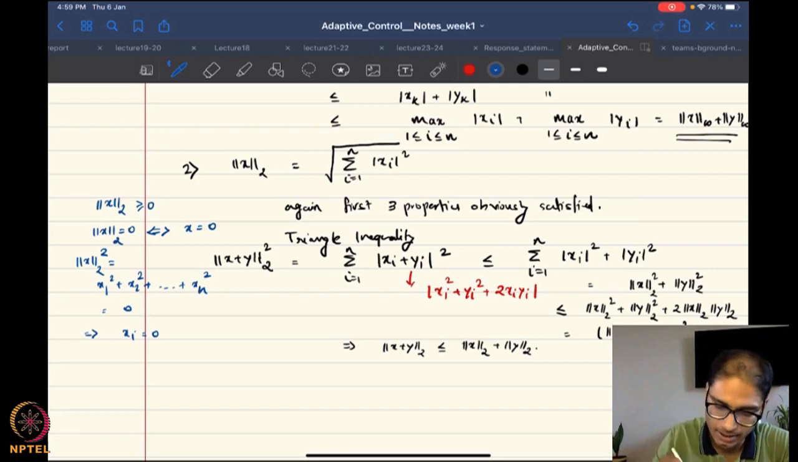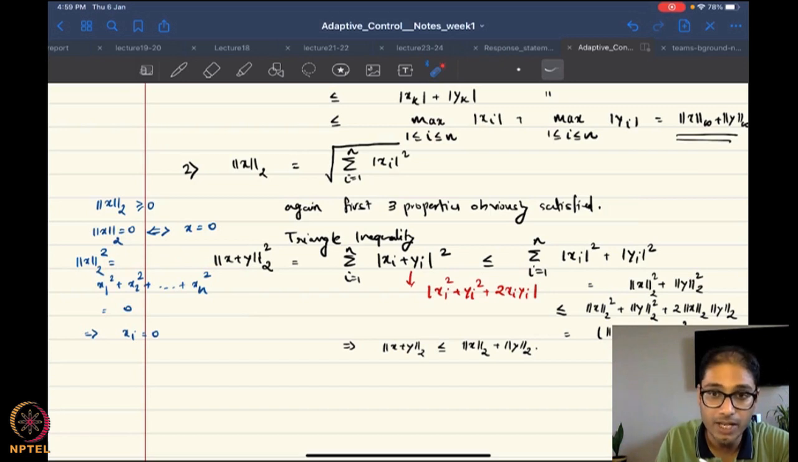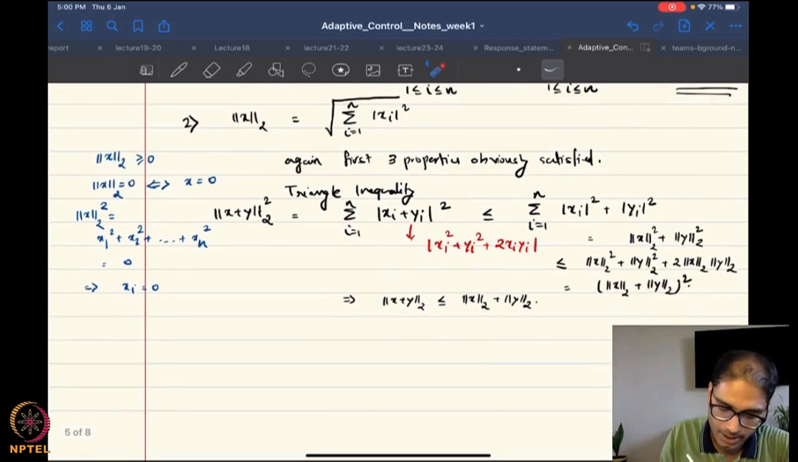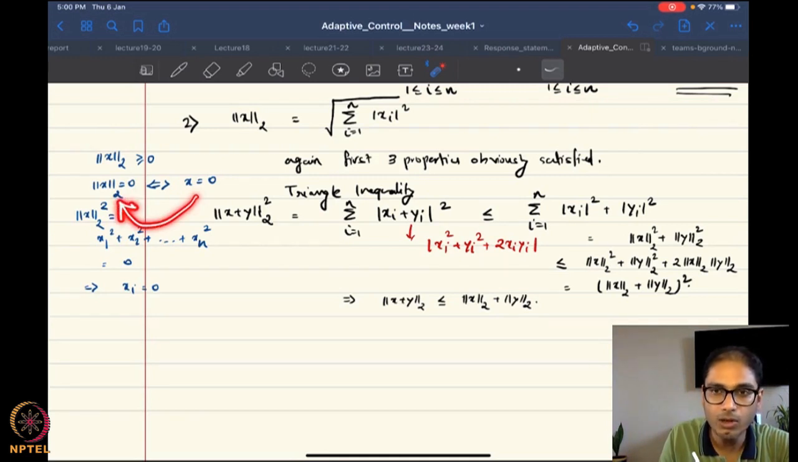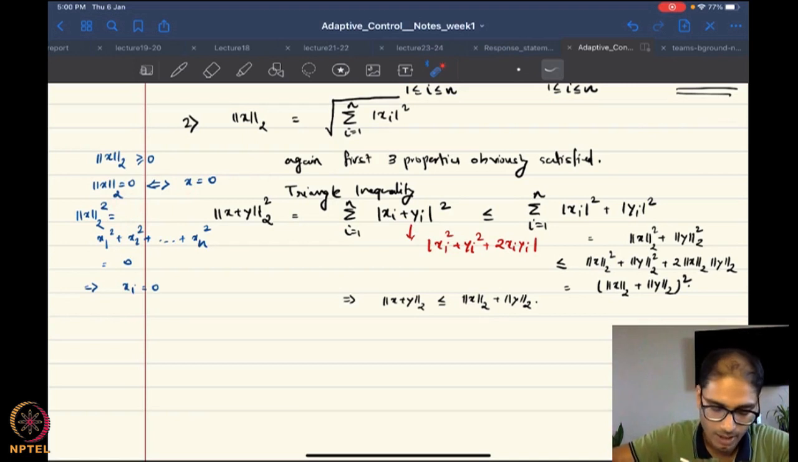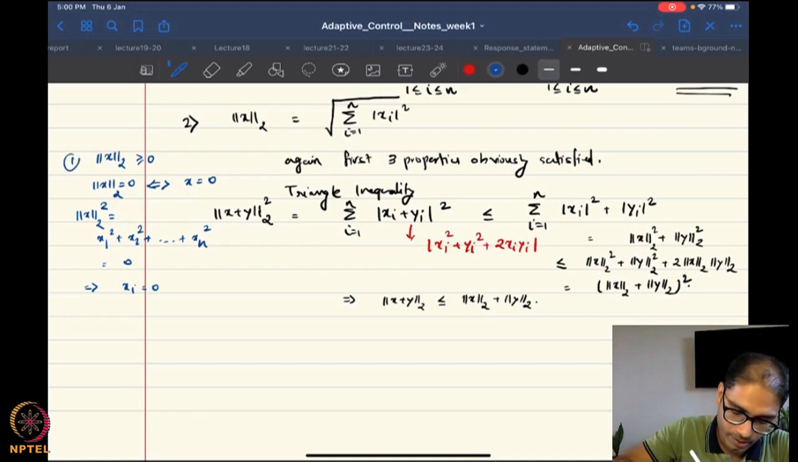Why? Simply because we are only adding things. We are never subtracting anything here. Only things get added. So if anything is non-zero, it's definitely going to add something, and this will be not zero. So the only way that the two norm of x squared is zero is if each xi itself is zero, which means that the vector x is zero. And similarly, if the vector x is zero, then going the other way, the norm being zero is very obvious. So those are the first two properties.